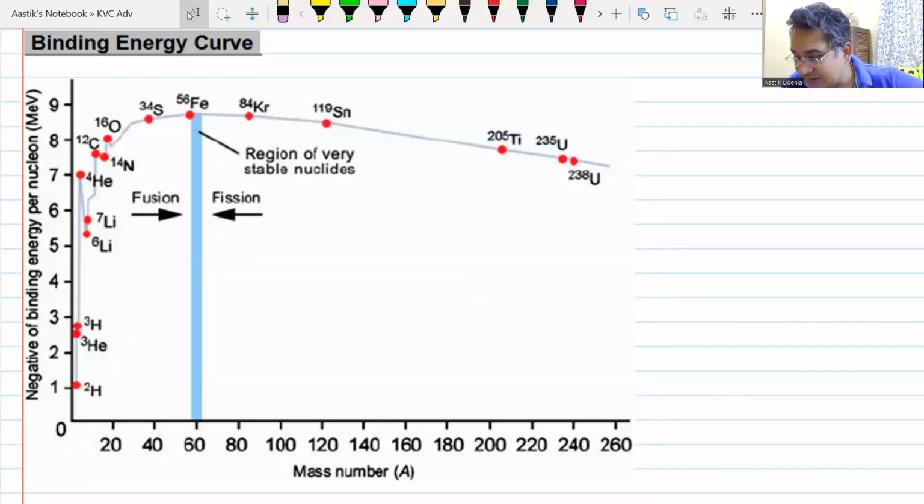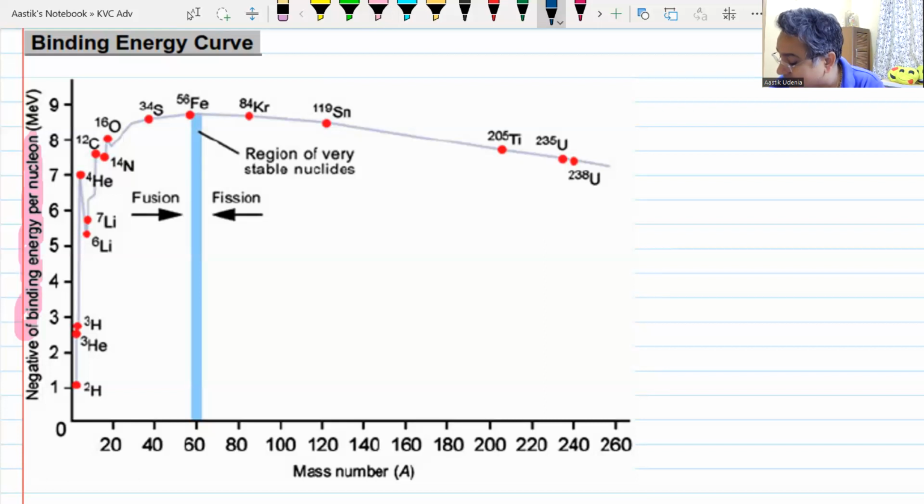What we see here is the binding energy curve. No, not exactly binding energy curve. Binding energy per nucleon curve. You may not draw this diagram, but you have to understand how this binding energy per nucleon varies. This blue zone that you see is the zone between iron 56 to nickel 62.